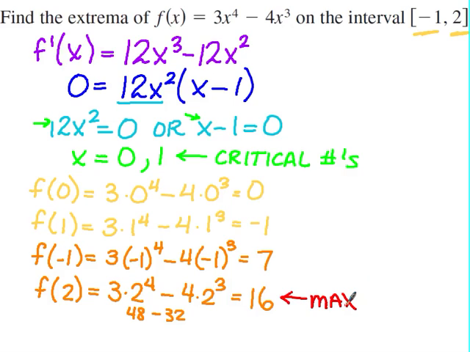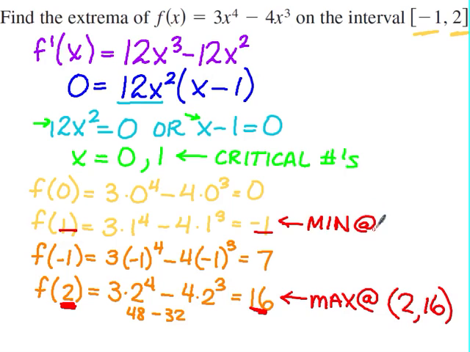So really, I've got a max at, now we don't just leave it like that. I actually answer it as a specific point. The specific point here will be this value first, and then this value last. So a max at 2, 16. What's your minimum going to be at? Yep, 1, negative 1. So here's your min. So that you're done. That's the problem. You found your max and your min.